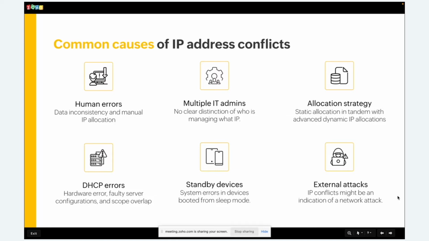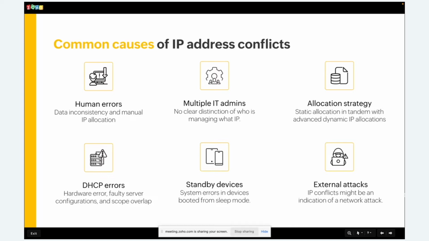We then have multiple IP admins. As we can see, the more hands on deck, the more performance we believe we can deliver to the end users. But sometimes it is important to have a clear distinction. Without a clear distinction of who's managing what IP, we can again have a scenario where two admins might assume a particular IP is theirs and they might allocate it to different devices. So this, in different scenarios, can easily trigger an IP address conflict in your network.